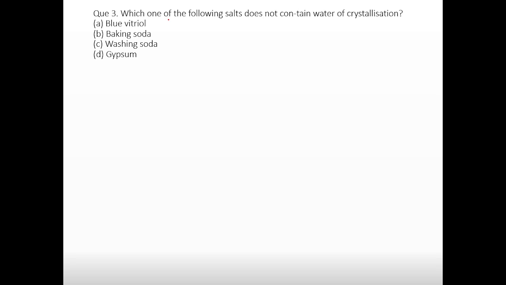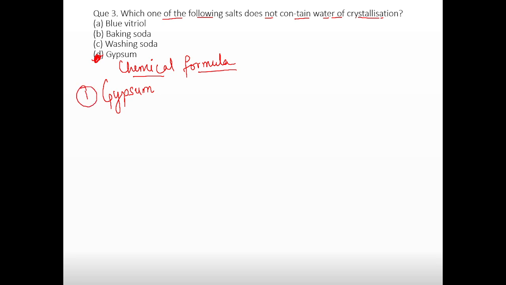Now, which one of the following salts does not contain water of crystallization? So, let's see each one by one. I'll go through gypsum first. What is gypsum? I'm writing the chemical formula of each. First I'm taking gypsum. The chemical formula of gypsum is CaSO4·2H2O.